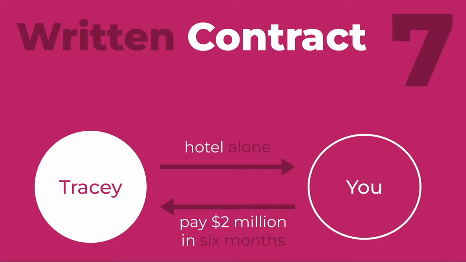So if we look at this, then the written agreement looks like this. It says, I'm going to give you the hotel alone, no mention of furniture, and you're going to pay me the $2 million within 6 months only.